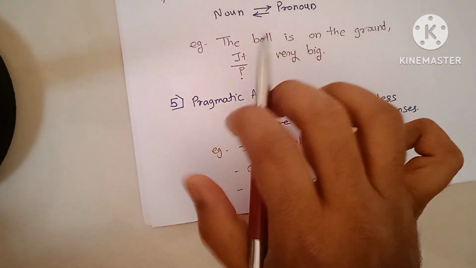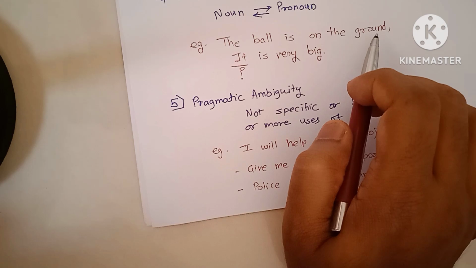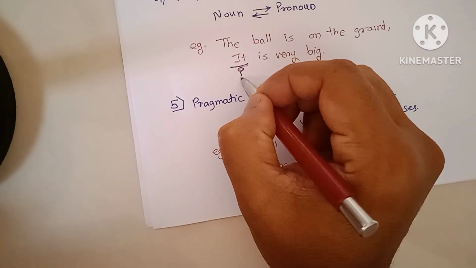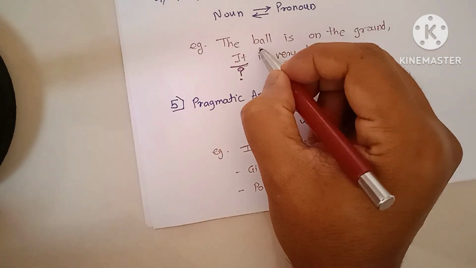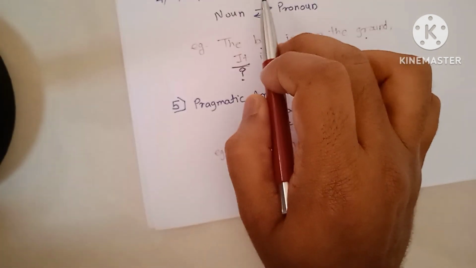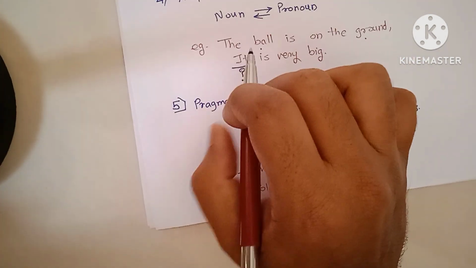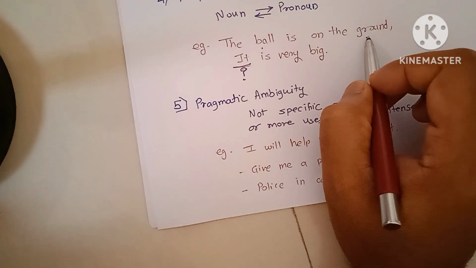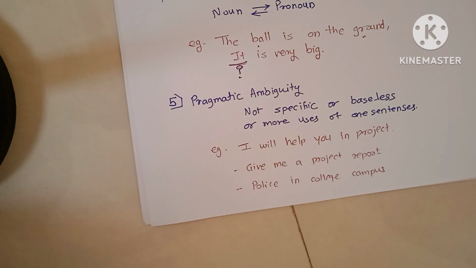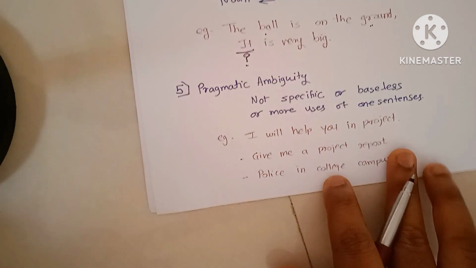ओके, सो एग्जाम्पल देता हूँ मैं. द बॉल इज ऑन द ग्राउंड, इट इज वेरी बिग. नाउ यहाँ पे इट जो लिखा है वो किसके लिए है? बॉल के लिए है कि ग्राउंड के लिए? ये यहाँ पे कंफ्यूजिंग है. सो दैट्स वाई इट इज कॉल्ड एज एनाफोरिक एम्बिग्यूटी. समझ में आया? So ball is a noun, ground is also noun, but it किसके लिए यूज़ किया है? Ball is very big और ground is very big. We cannot tell कि वो it किसके लिए यूज़ किया है. So that is what anaphoric ambiguity.